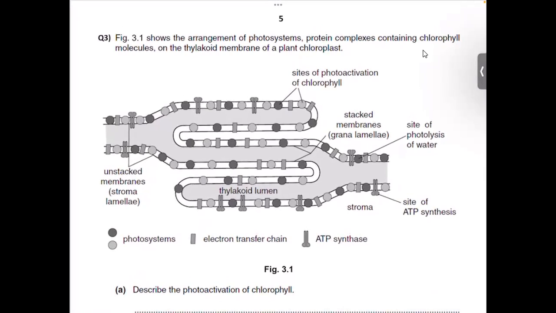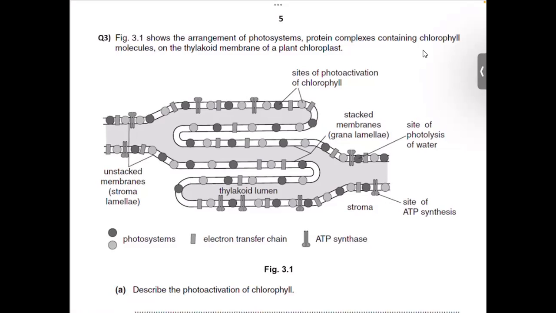So these are the membranes. This is our granum, the site of photolysis and ATP synthesis. That's our keyword. Unstacked membrane is the stroma. That's our ATP synthase, our stalked particle, right? Electron transport chain, and so on in photosynthesis.